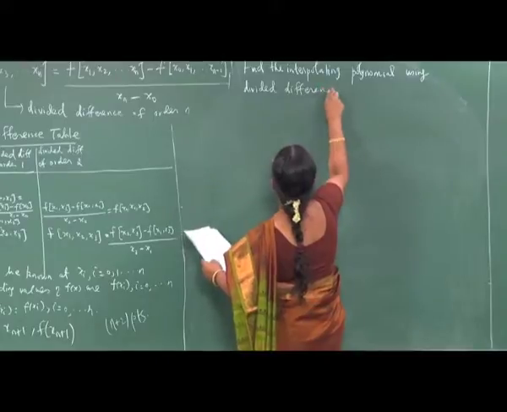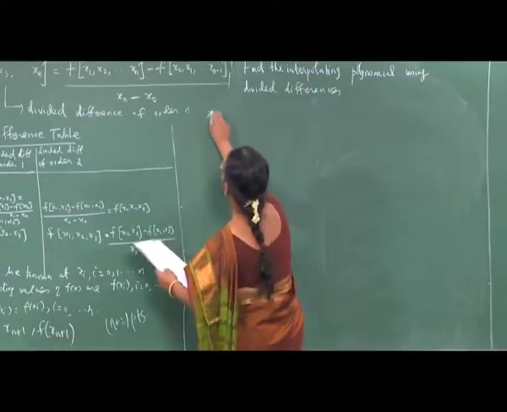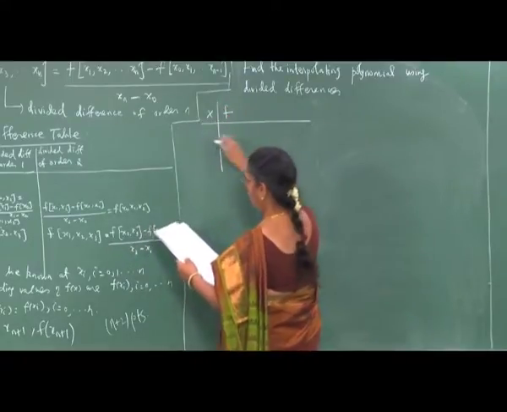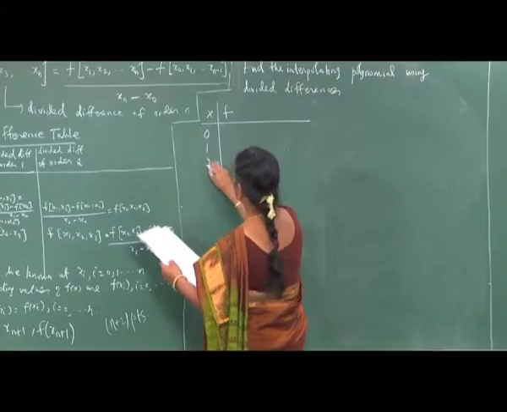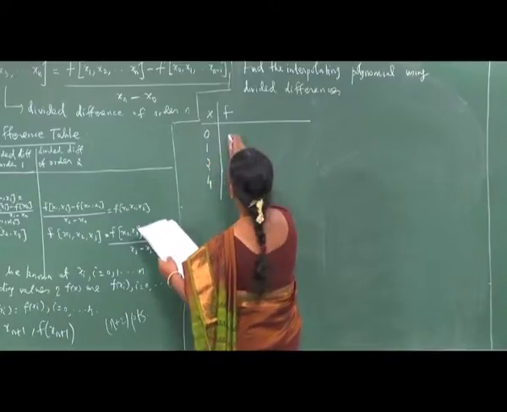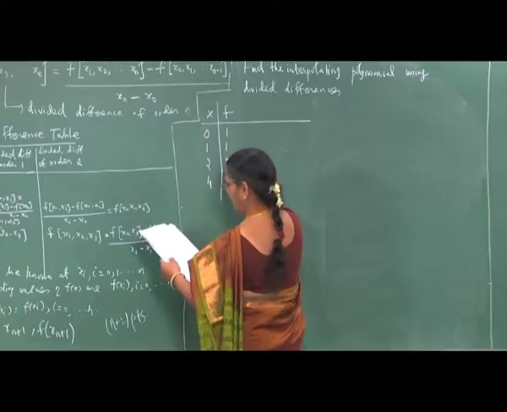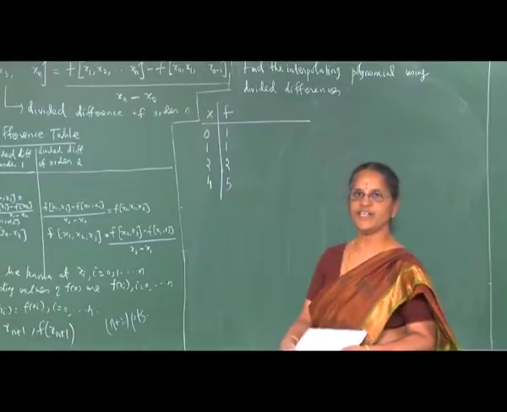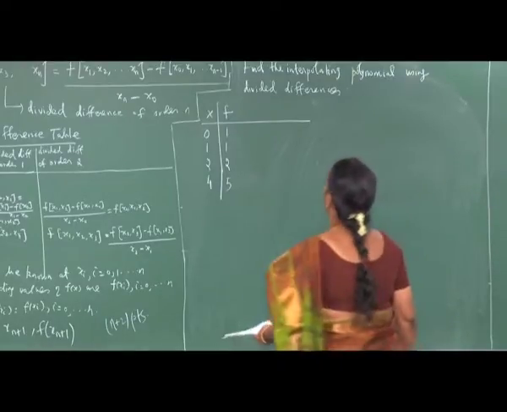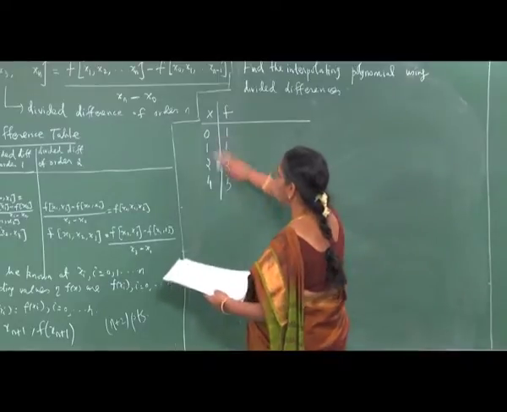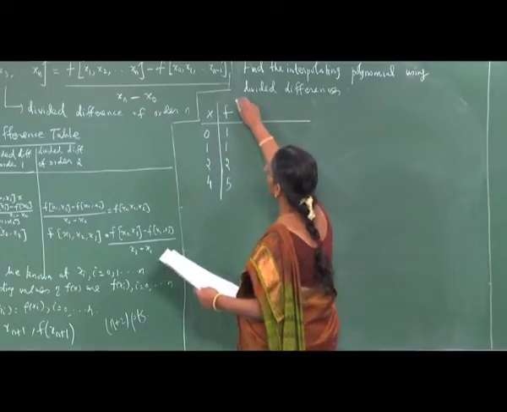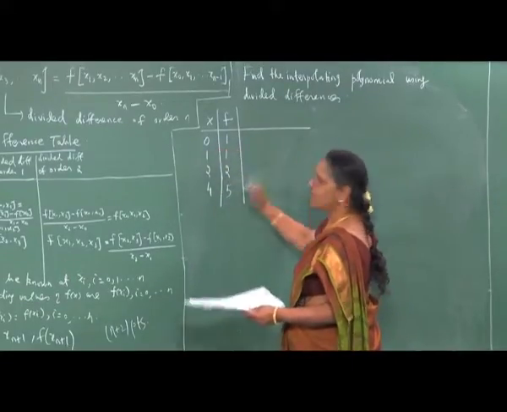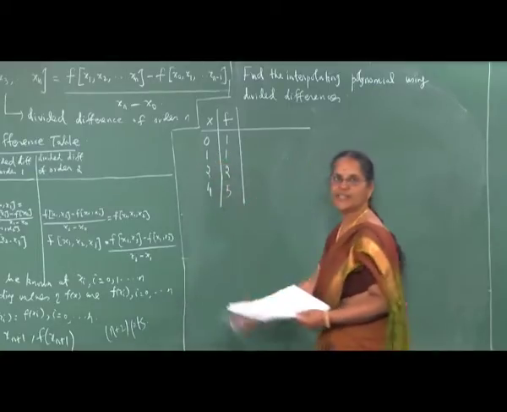So, the information is given at x and the corresponding f values, say 0, 1, 2 and 4, and the corresponding values are 1, 1, 2 and 5. I am just illustrating the procedure. So, taking some simple example where information at 4 distinct points are given. The first thing that we should look at is, are the x values equally spaced? No, they are not equally spaced.